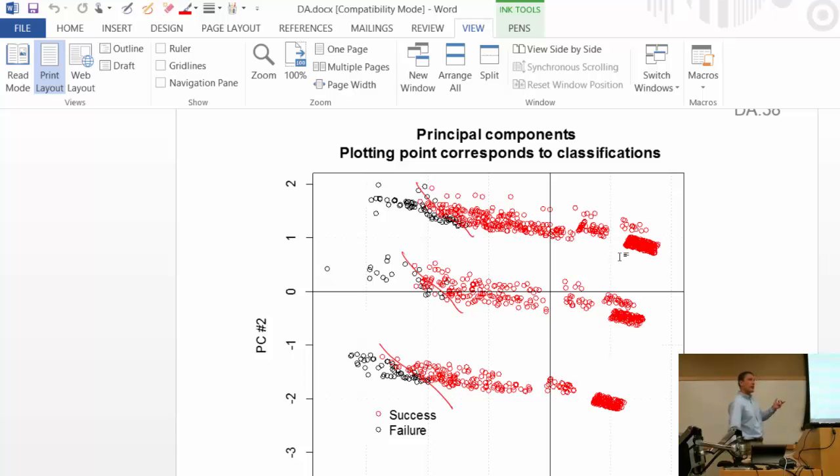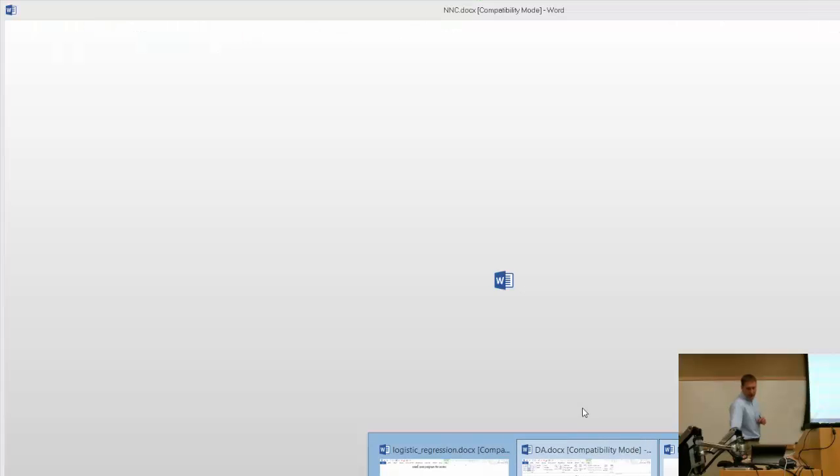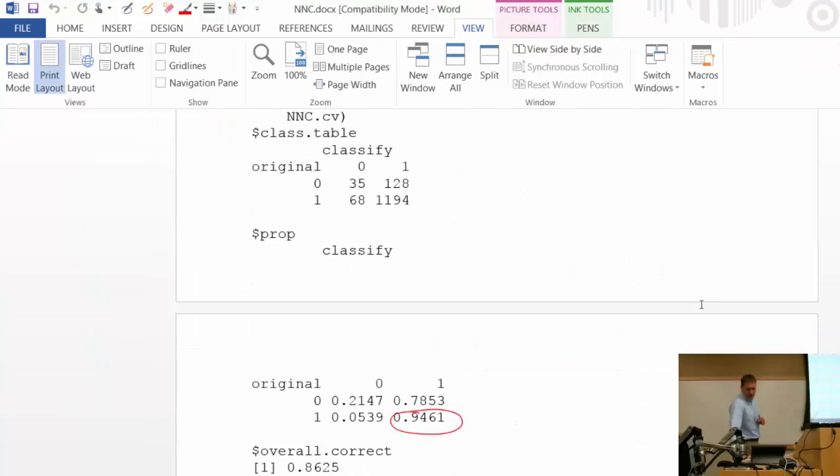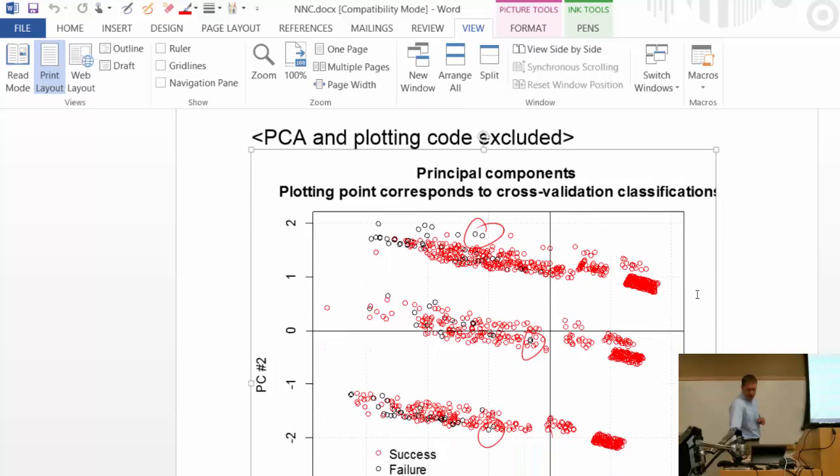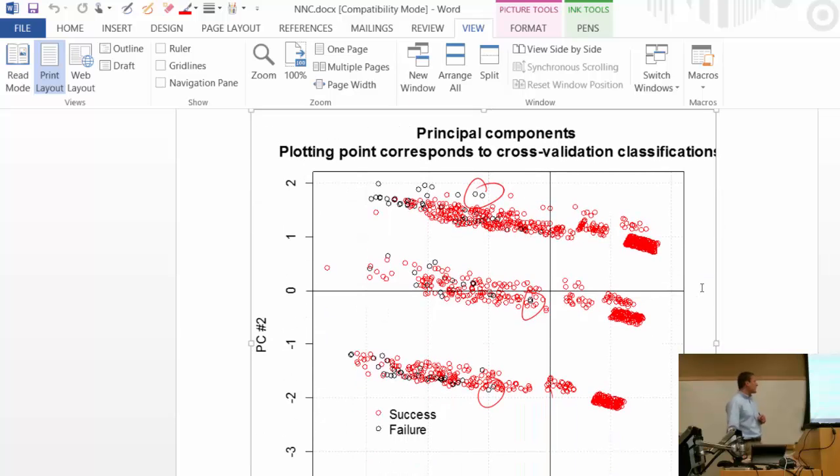This is a plot of the first two principal component scores, and these are the actual notes that I had made on the plot previously. You can see we have a pretty definite dividing line between the successes and the failures in our classification. Then when we came over to nearest neighbor classification, unfortunately I got off my page here, we can see how the blacks and the reds were somewhat mixed. So we no longer have that straight line that we have with discriminant analysis.